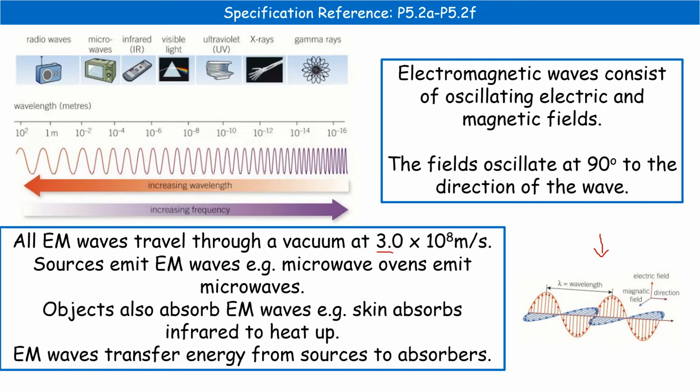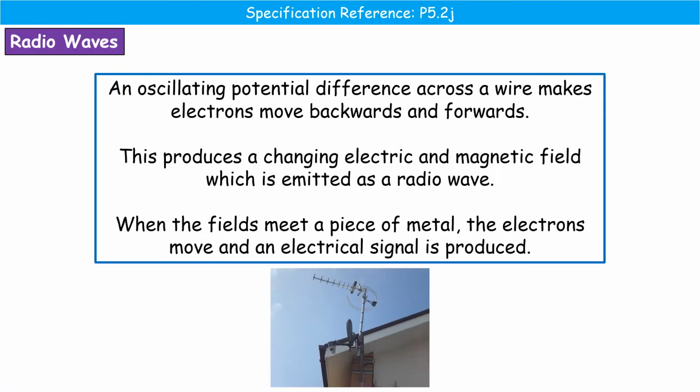One point to remember is that all electromagnetic waves travel through a vacuum at 3.0 times 10 to the power 8 meters per second, and our sources emit them, whereas other objects will absorb them. So our electromagnetic waves basically transfer energy from sources to absorbers. If you're doing higher tier, then you do need to know about radio waves, basically how they transmit, etc.